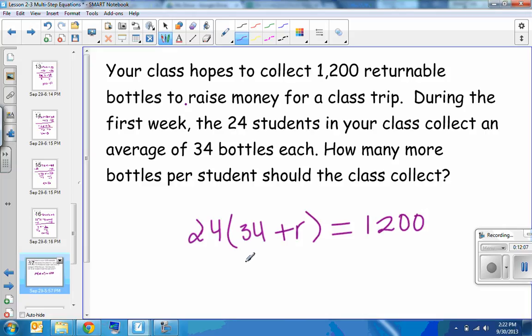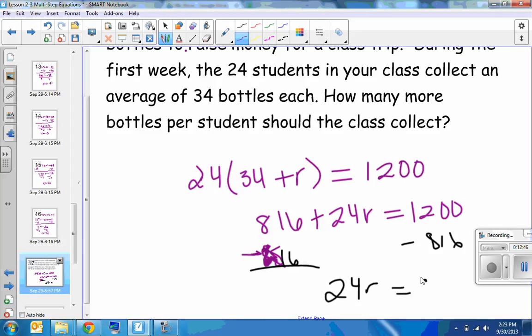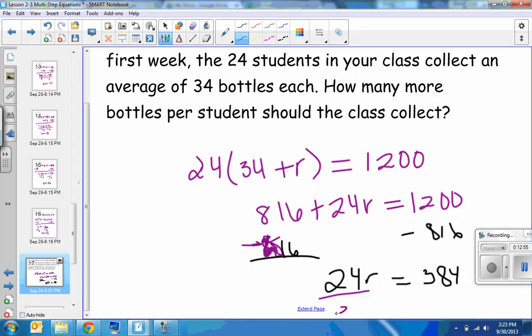So I'm going to distribute to get 24 times 34 to get 816, 24 times R to get 24R, and then 1,200. I'm going to subtract 816 from both sides. Bring down your 24R equals 1,200 minus 816 to get 384. You're going to divide both sides by 24. And R equals 16.